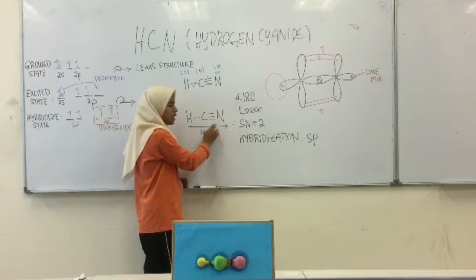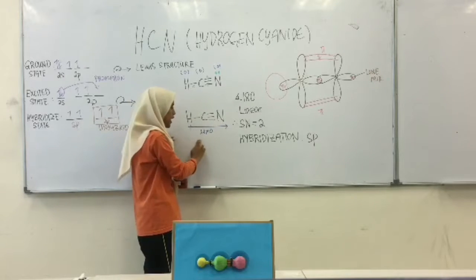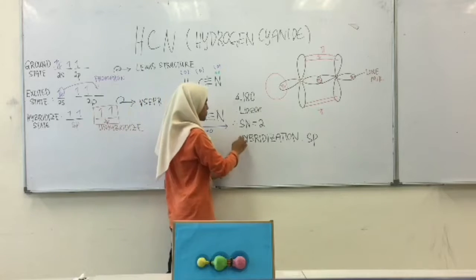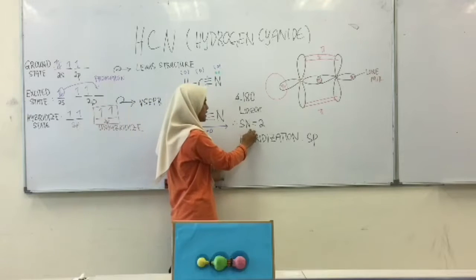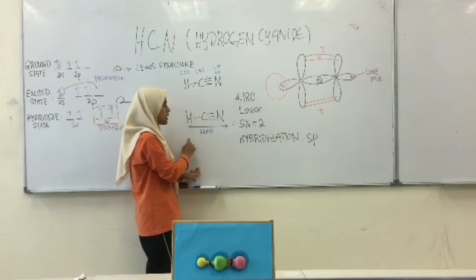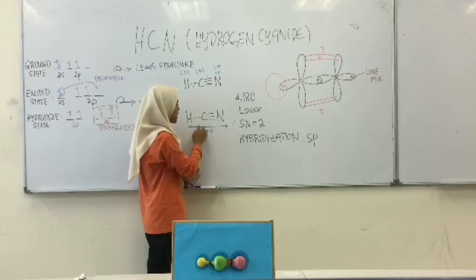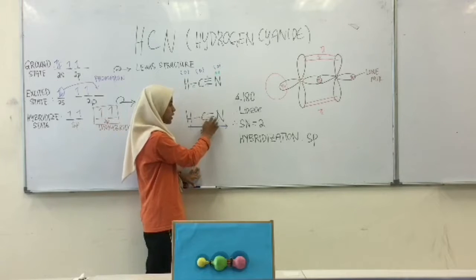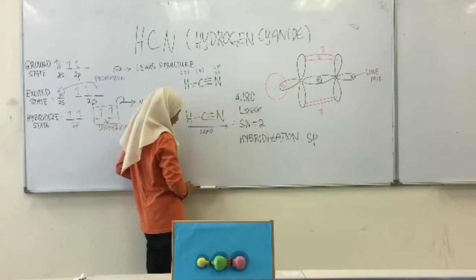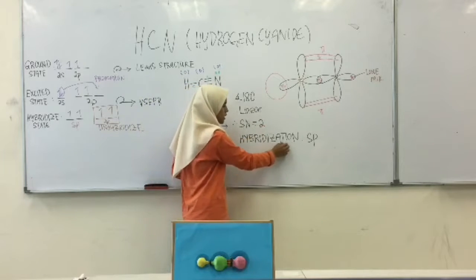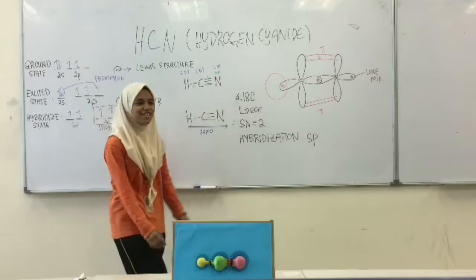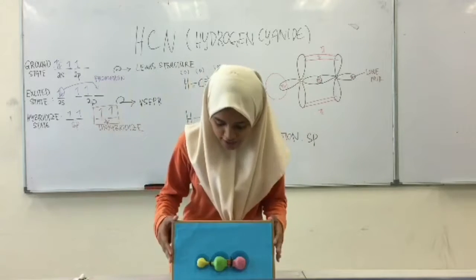HCN is a polar molecule as the net dipole moment is not equal to 0. The steric number for HCN is 2 because steric number is the total of sigma bonds plus lone pairs. As there are 2 sigma bonds here, the steric number is 2. And the hybridization for HCN is sp. So this is our model for HCN.